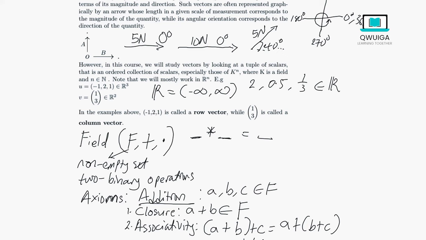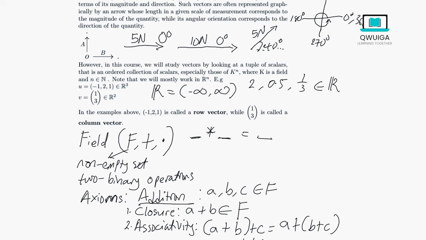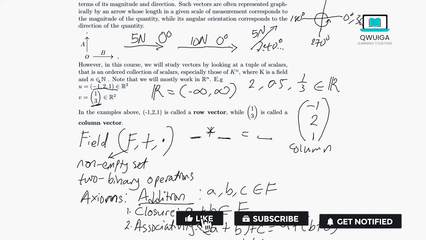Now we can write these tuples of scalars in different forms. When it's lying flat like this, we call it a row vector, and when it's standing straight like this, we call it a column vector. So you can have this row vector written as a column vector: -1, 2, 1. Here it's a column vector. Then we can also write it as a row vector, where it's -1, 2, 1. There is a row vector.